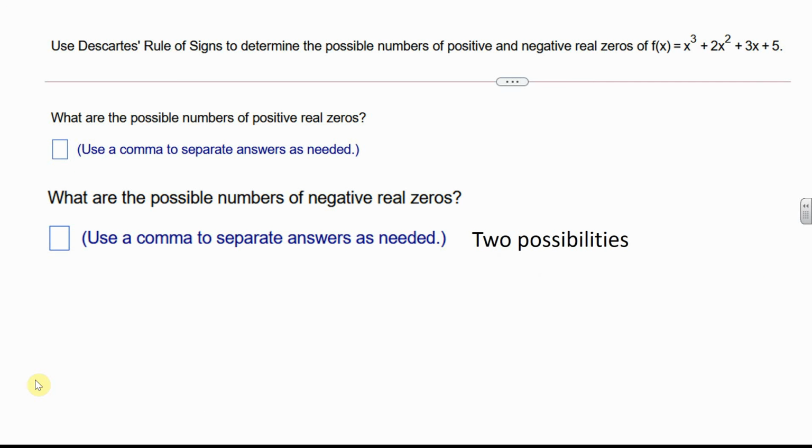All right, so here we come to this. Use Descartes' rule of signs to determine the possible numbers of positive and negative real zeros. What are the possible numbers of positive real zeros? That is, just look at the function. If you look at the function directly, do the signs change? No. So here for the positive, it's just 0.